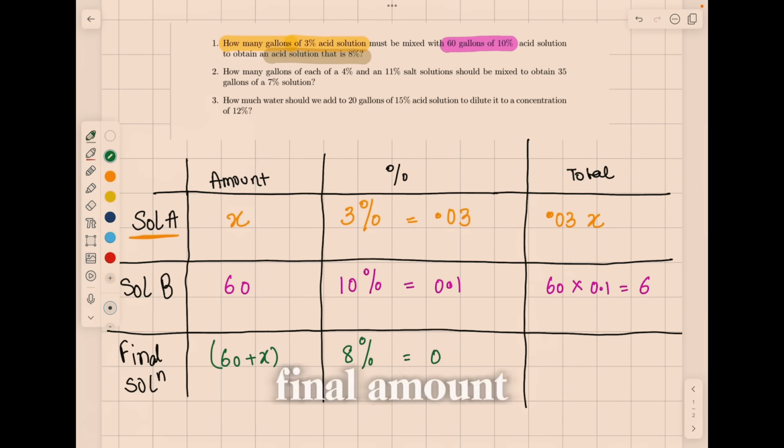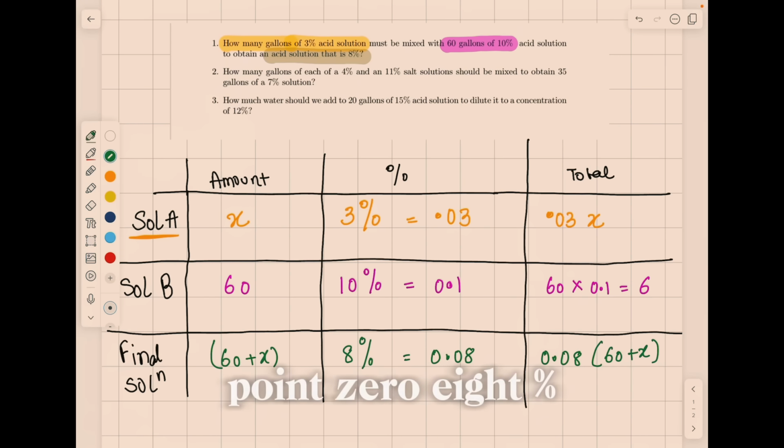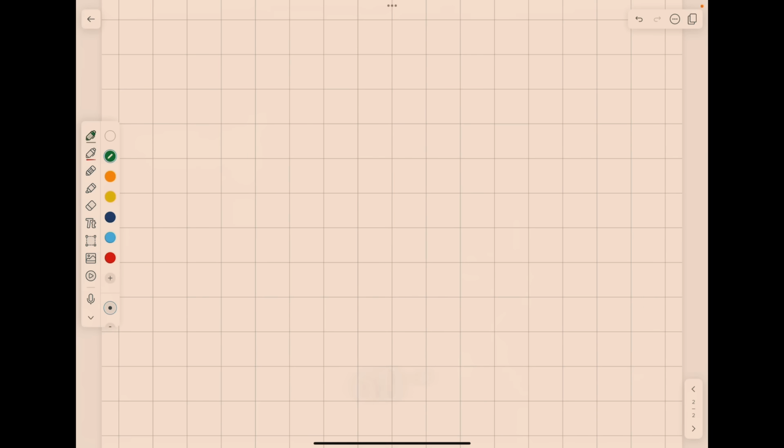Now the final amount that we need to make is 60 plus X. And why 60 plus X? If you mix X with 60, then the total would be 60 plus X. The total concentration of the final solution is 0.08. So the final amount would be 60 plus X times 0.08.